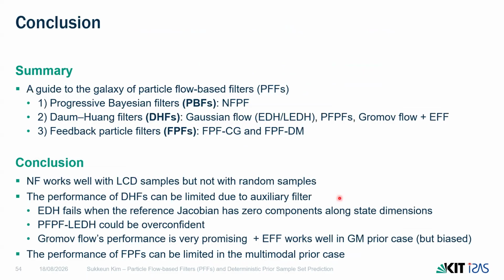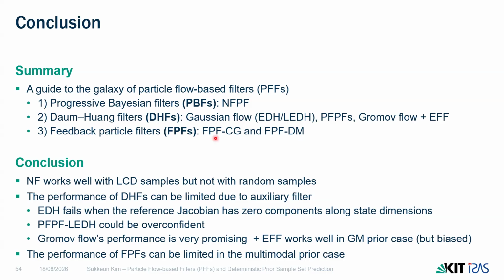Anyway, here's the quick summary. We provide a guide to the galaxy of the particle flow-based filters, and there are three main branches. If you want to implement this in your own system or on your problem, you can have a look especially at the Newton flow particle filter, Gaussian flow, and maybe the Gromov flow and the error flow filter. And for feedback particle filters, maybe you can just have a look at the diffusion map one, because the constant gain one didn't really work well for some cases.